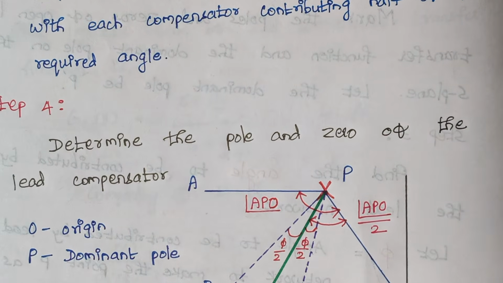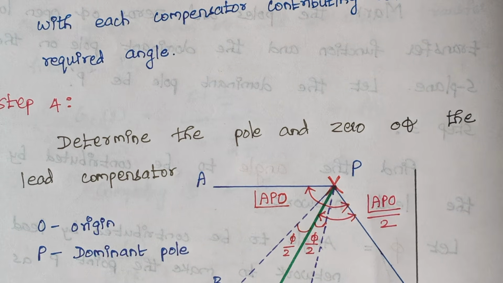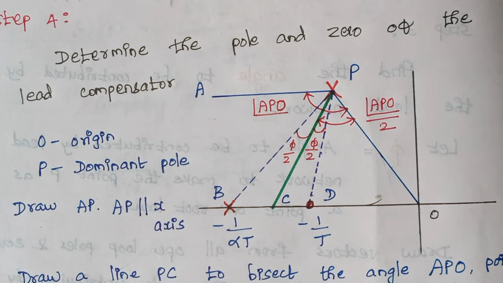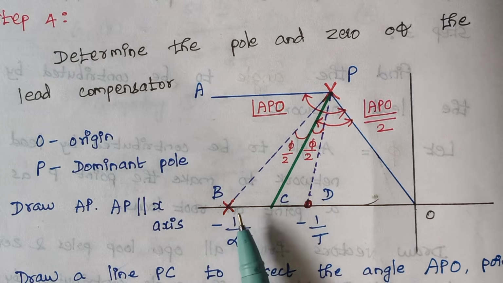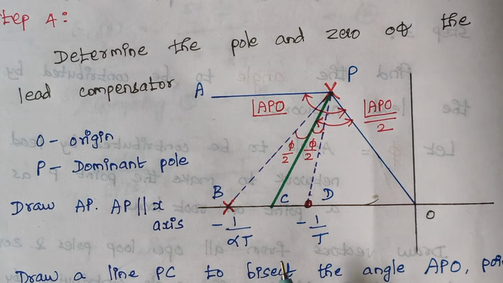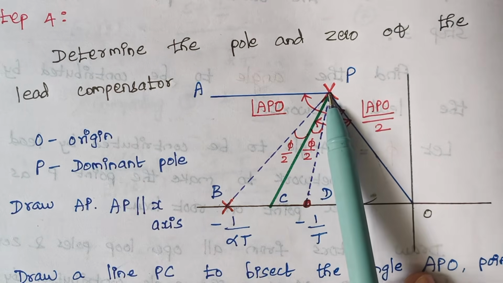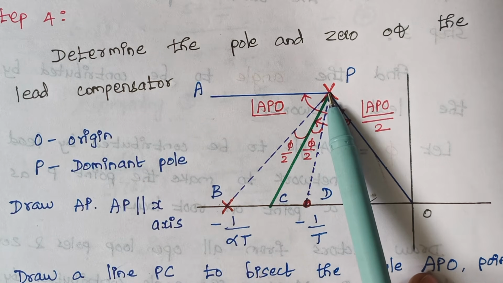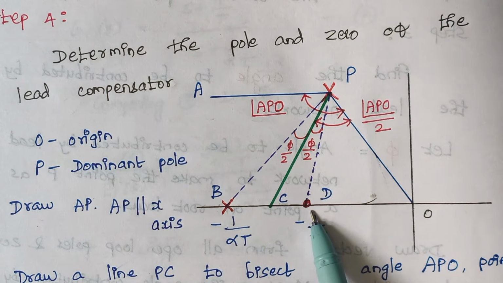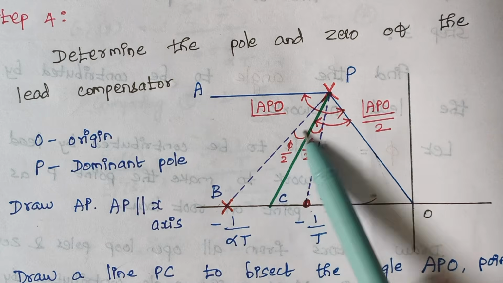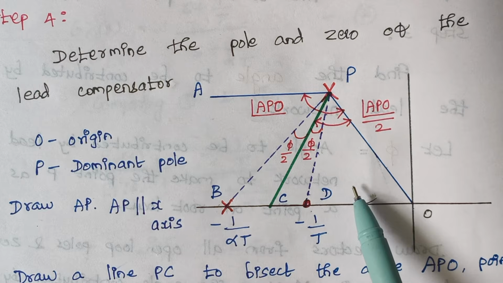The next one is step 4. Determine the pole and zero of the lead compensator. Look at this diagram. This is the location of poles and zeros of a lead compensator we had already discussed, and this is our dominant pole P. To this dominant pole P, we have to draw lines from the existing poles and zeros. Here we have a pole and here we have a zero. Just draw lines from these poles and zeros. This is the basic step.